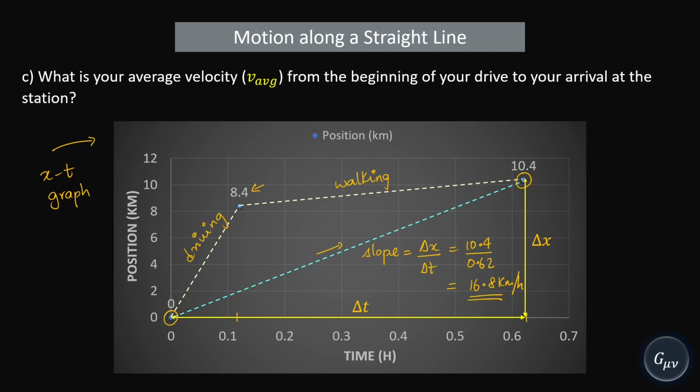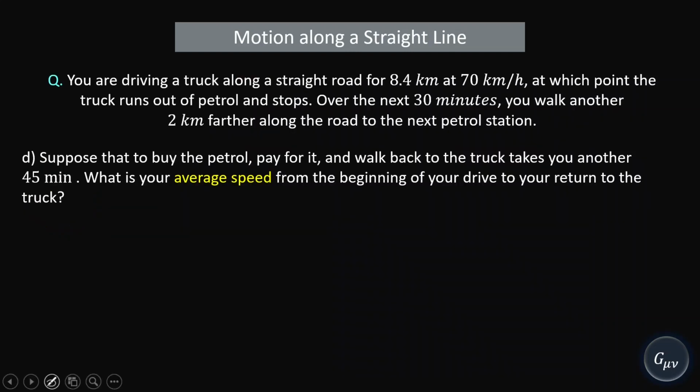Here we got the answer by the graphical method, but earlier we had used the formula and we got the same answer. So this is how we can use the position time graph to calculate the average velocity. So this completes the part C of the problem. So part A, part B and part C are done. Let's move on. In part D, we have to calculate the average speed for the entire journey.